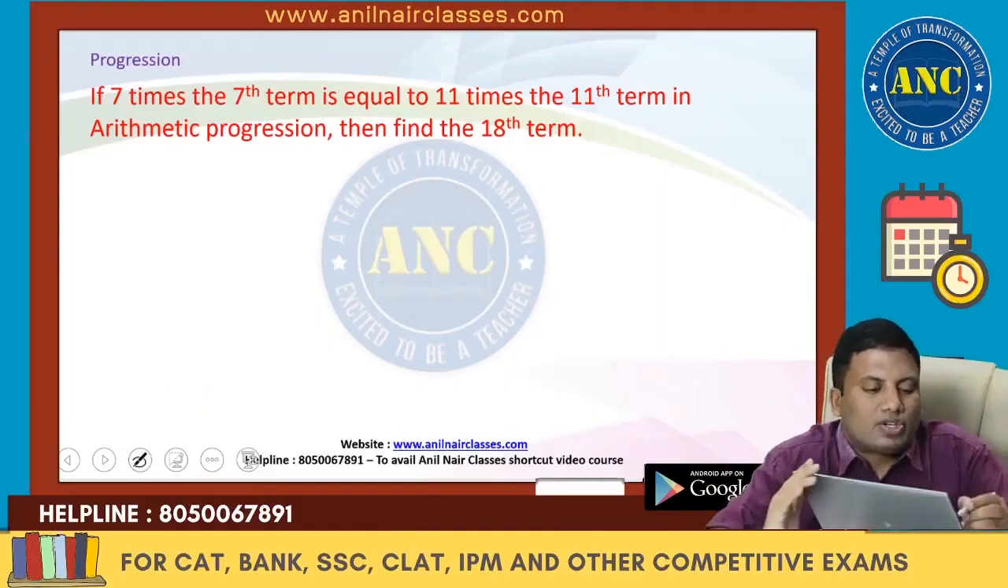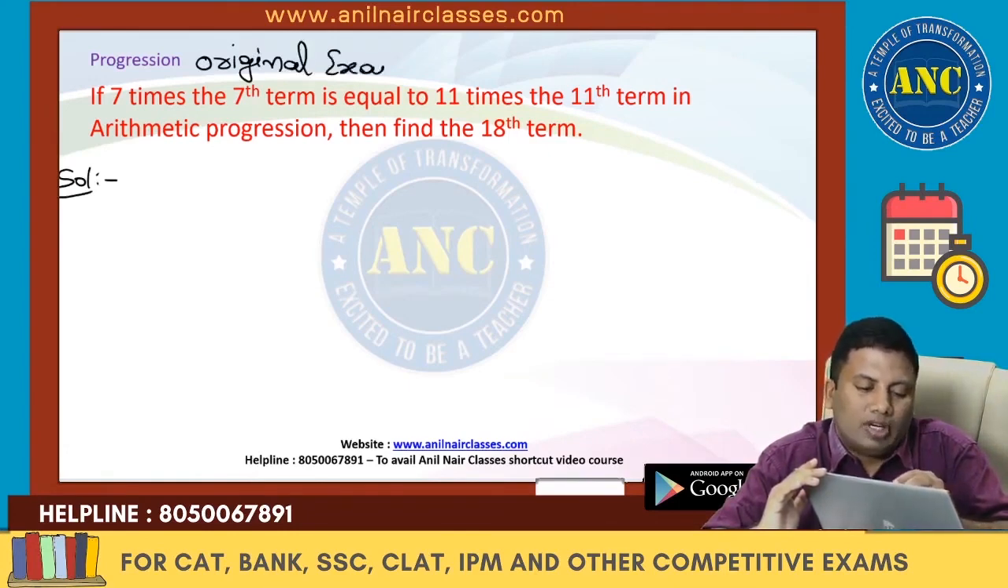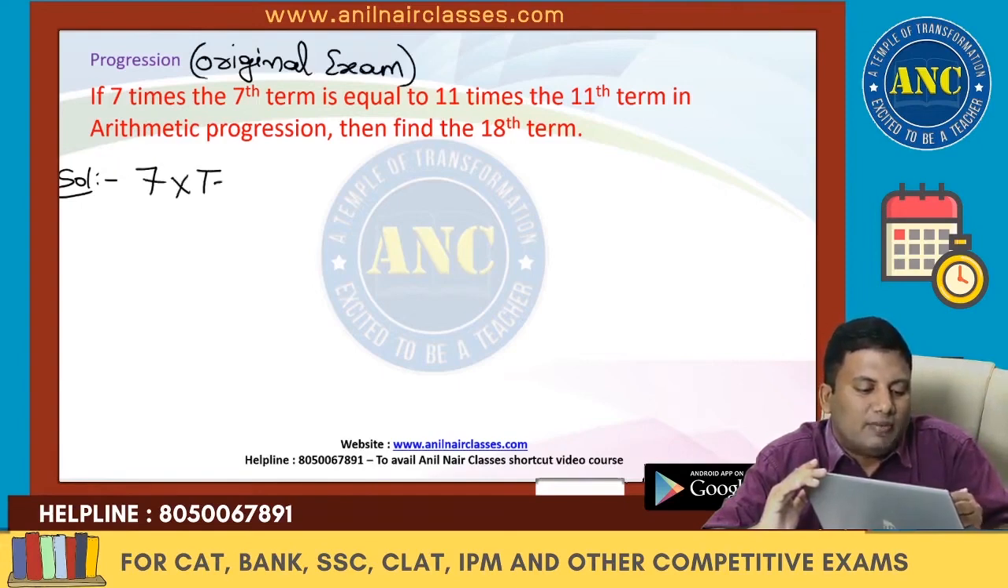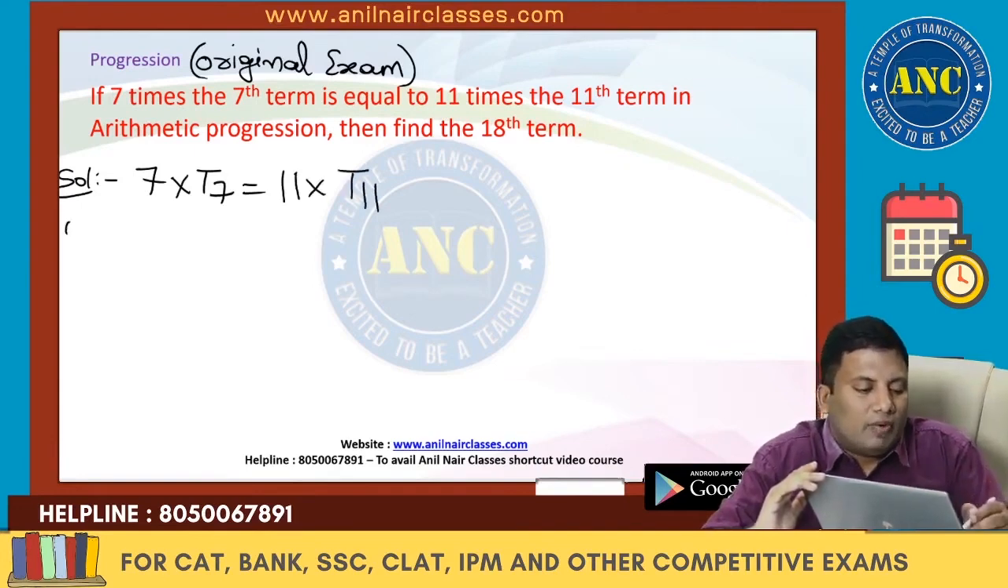Now, second question. This is again an original exam question, sir. What is this question? We will see. If 7 times the 7th term is equivalent to 11 times the 11th term, method 1, then we will discuss the shortcut approach.